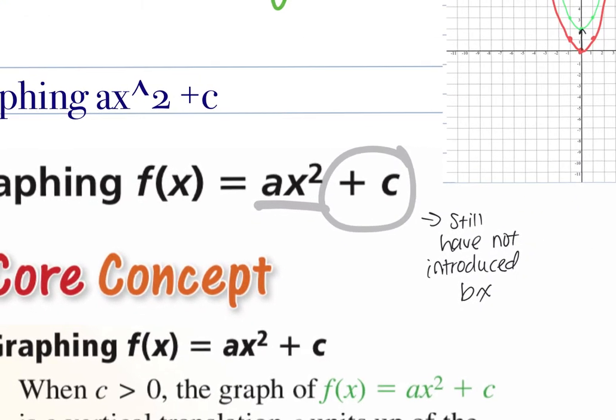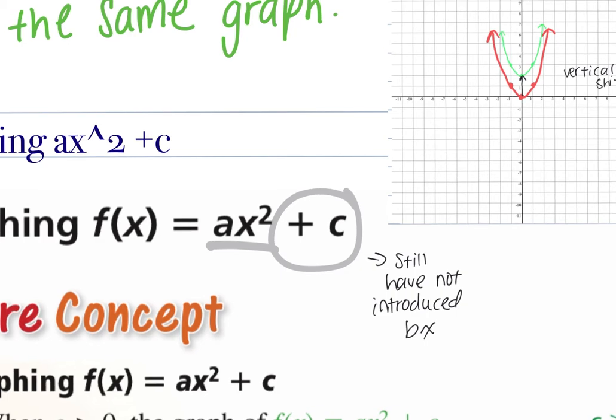So all c is going to do is just like it did in our warm-up. It's not going to stretch. It's not going to shrink our graph. It's literally just going to shift it either up or down. It will not, I'll repeat this, it will not shift it horizontally at all. Got it? B will change what it does horizontally. C does not change it horizontally. Are we cool with that?